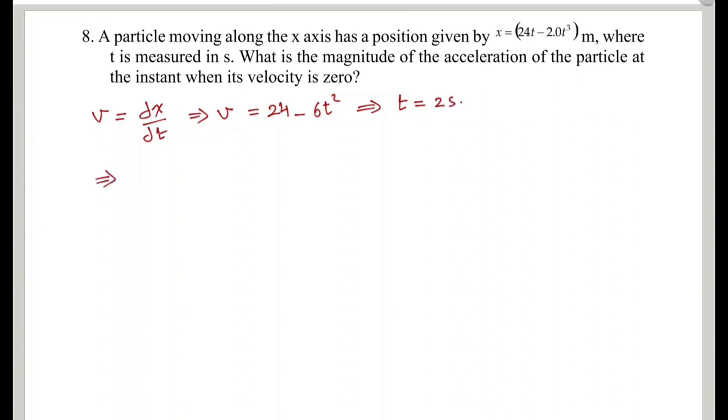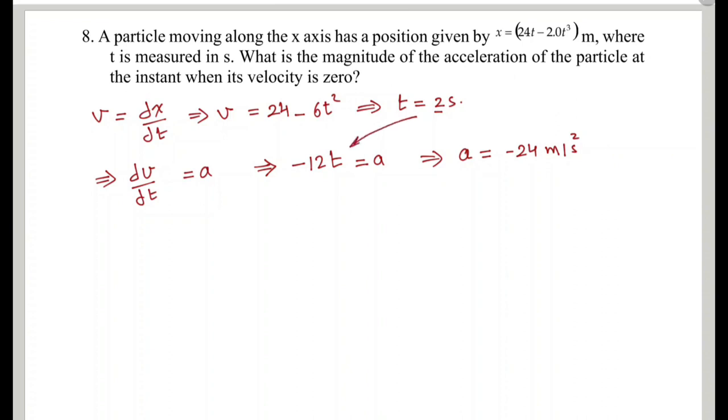Now, the acceleration is the first derivative of v with respect to t, and this is the acceleration. And you differentiate this one here, it's minus 12t equal to a. You substitute 2 instead of time in this one here, and you will get a equal to minus 24 meters per second squared.